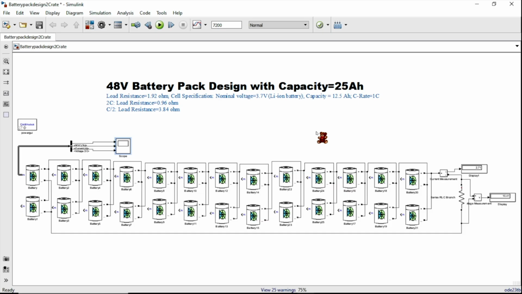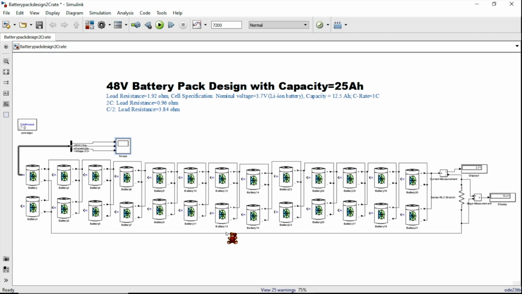Okay. So here you can see for the 1C rate, we calculated the load resistance as 1.92 ohm. For the 2C rate, 2C means it takes almost 30 minutes to completely discharge the battery. We calculated the load resistance as 0.96 ohm. For the C by 2, it means it takes 2 hours to completely discharge the battery. This is basically a slow C rate. And for that we calculated the load resistance as 3.84 ohm.